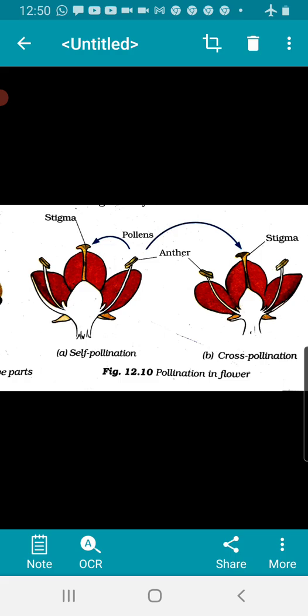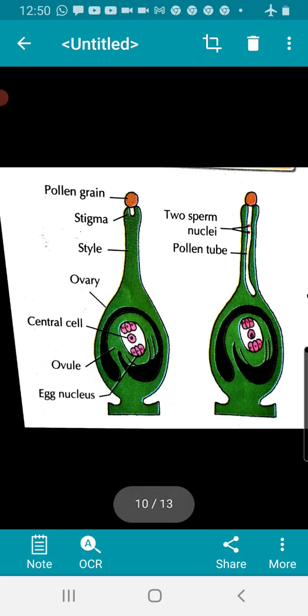Now, the next one. Once the pollen has settled on the stigma of the flower, what happens to it? That we will study in the process of fertilization. So what is meant by fertilization? The cell which results after fusion of the gametes is called the zygote.